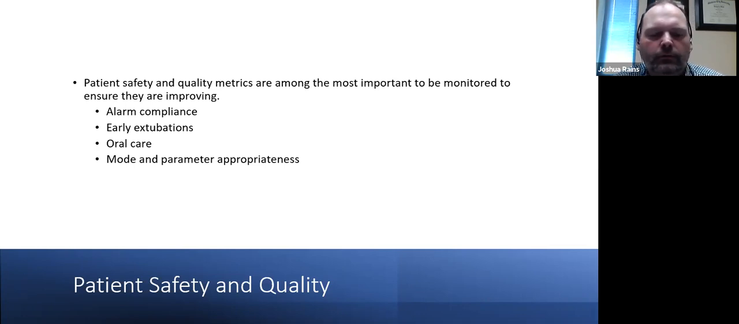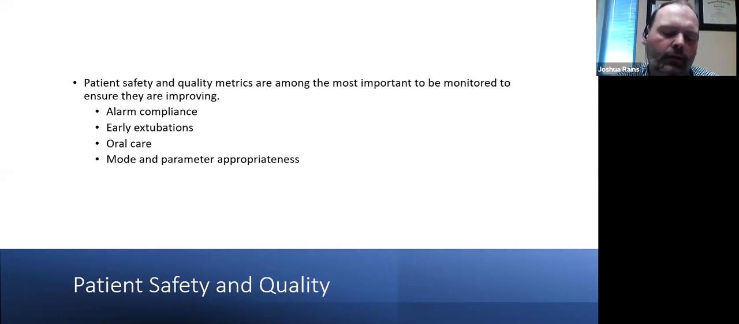So alarm compliance is pretty straightforward. It is directly tied to patient safety and patient quality. It's also pivotal in lung protective strategies. The tighter the parameters in which that ventilator is set, the alarms are set, the more protective we can be of the lungs. It's really straightforward. So the early extubation point, that actually has several little metrics that can go under it. Some of the things I track would be vent length of stay, which gives you an idea of, the way we did it, an average of how long a patient was on a vent.